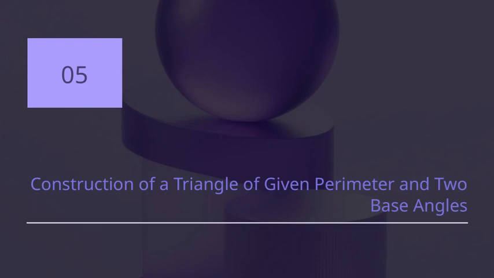Now, let's explore how to construct a triangle when we're given the perimeter and two base angles. This process is quite fascinating because it combines several key concepts in geometry. First, we start with the given perimeter. Remember, that's the total length around the triangle, and the two base angles. These angles are crucial because they help us determine the shape and size of the triangle.